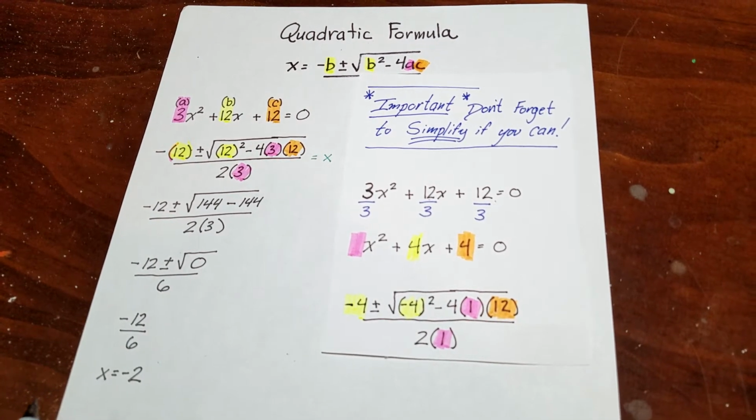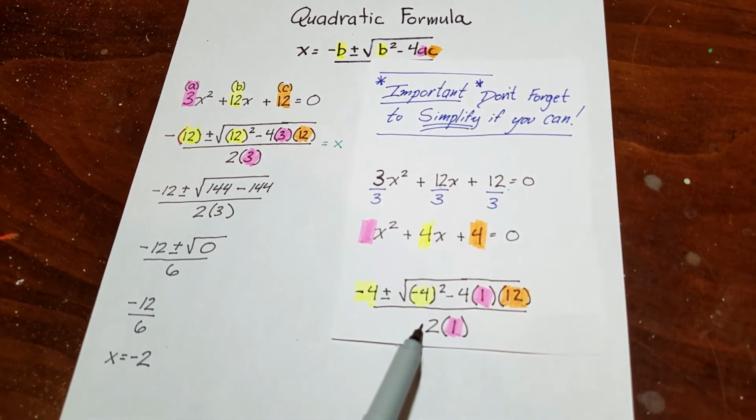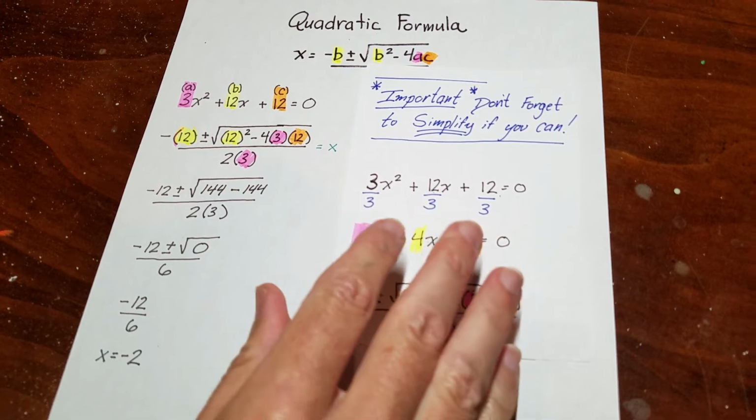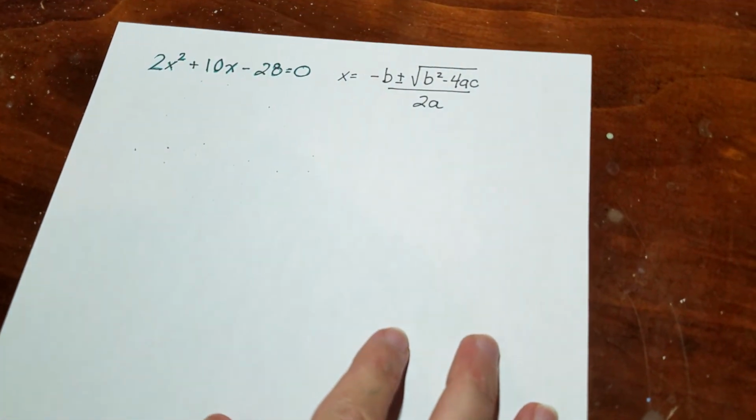So if you can spot something really easy like that, you don't have to go to the trouble of filling in the quadratic formula. So just wanted to point that out before I did an example. So here's an example.